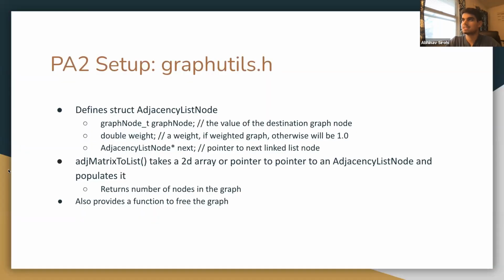So for programming assignment 2, the initial file that you're given, and the file that you'll be using through the entire assignment, is graphutils.h.